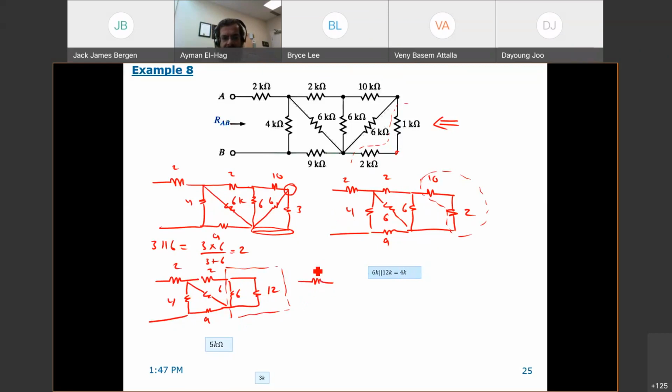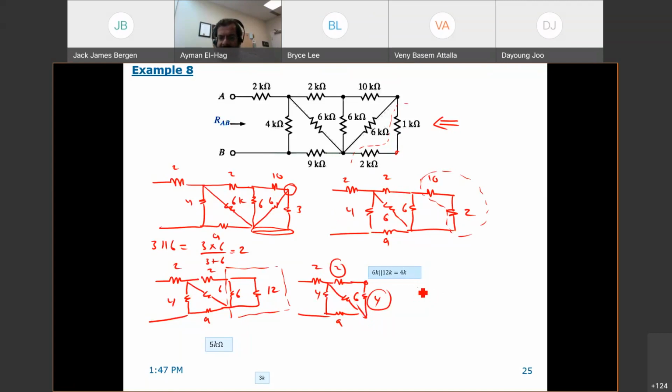All of these become, I will just remove them and call them 4 kilo ohm. So we have here 2, 2, 4, 6, 9, and now everything here becomes 4. Now this 4 and this 2 are in series, they share only one node. So this becomes 6. Now this is 6 in parallel with this 6. Then you will have one resistor that is equal to 3.